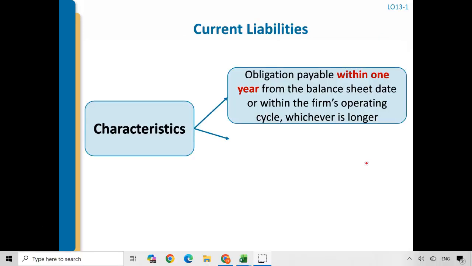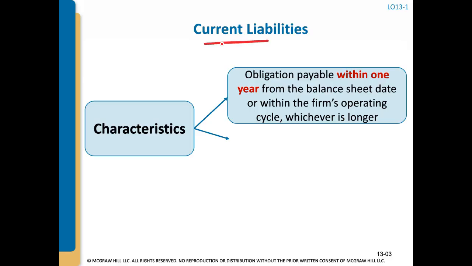There are two different classifications for liabilities that you will see on a balance sheet. The first one that is listed will be the current liabilities, and then you'll have non-current liabilities, or sometimes called long-term liabilities. We're going to focus on current liabilities, which again is a future obligation that is owed. And this obligation is owed within 1 year from the balance sheet date or within the firm's operating cycle, whichever is longer.